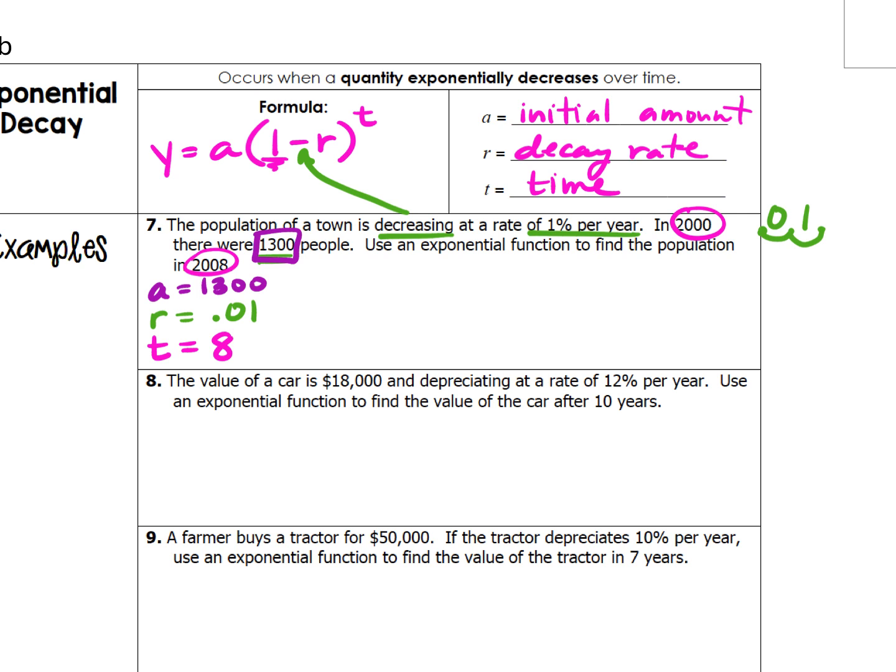Okay, so you have to subtract your years on that. So essentially we just did 2008 minus 2000. Okay, that's how we get this number. So now here's your information. We can plug it in. So we're going to say Y equals the initial amount, 1,300, times 1 minus what number? 0.01, yes, to the 8th power. So plug that into your calculator.